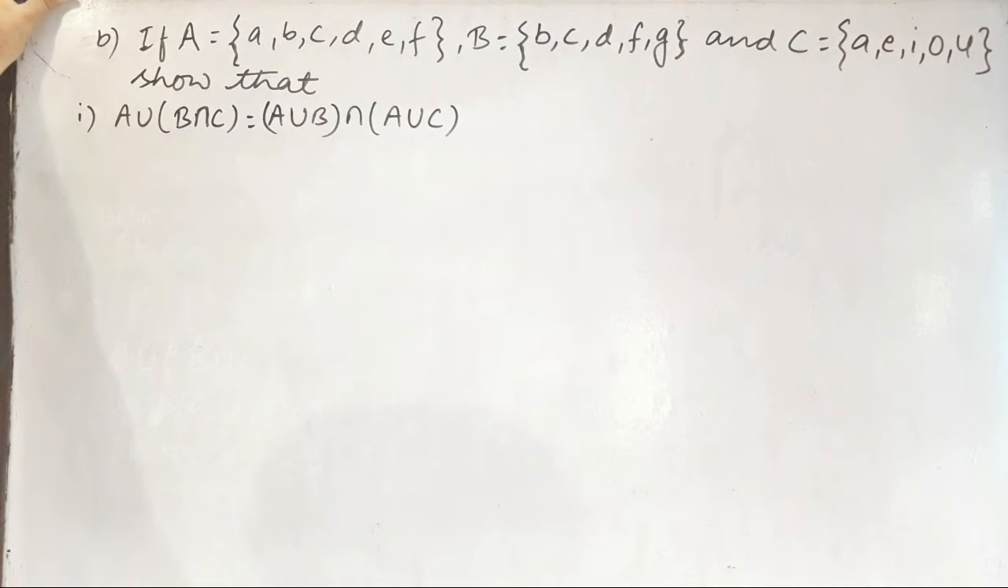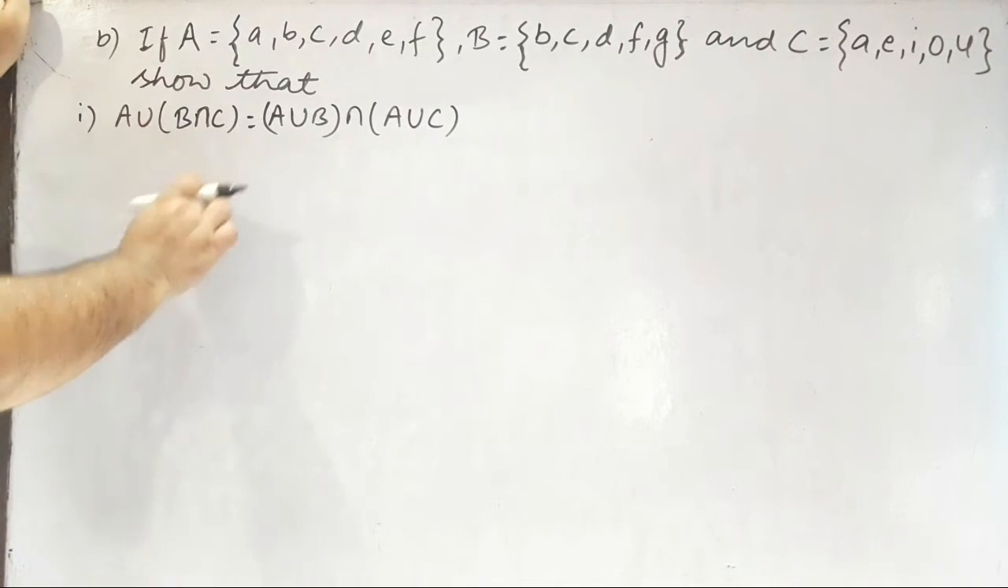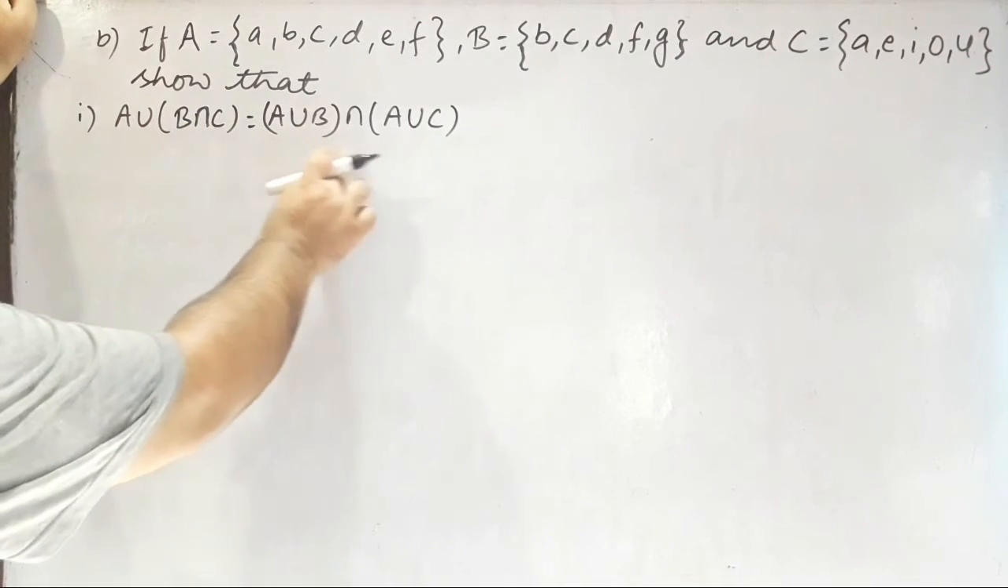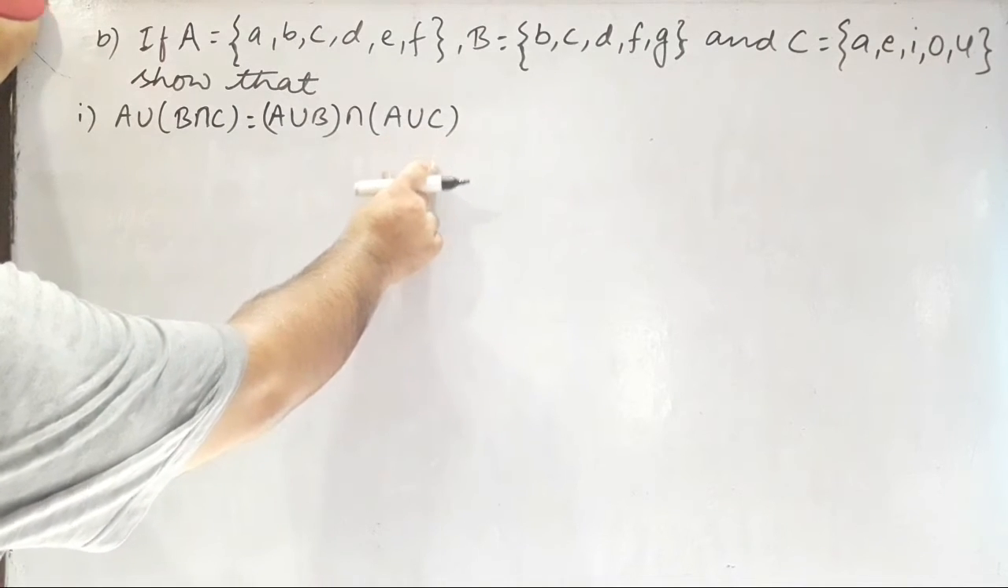If A contains the elements a, b, c, d, e, f, B contains the elements b, c, d, e, f, g, and C equals the elements a, e, i, o, u, then we have to show that A union (B intersection C) equals (A union B) intersection (A union C).